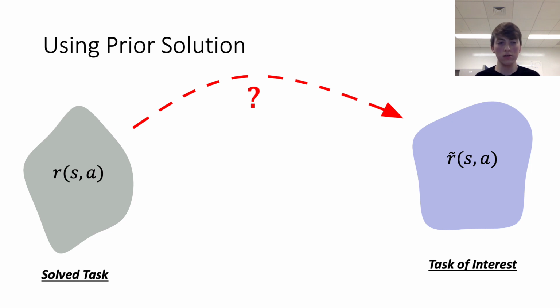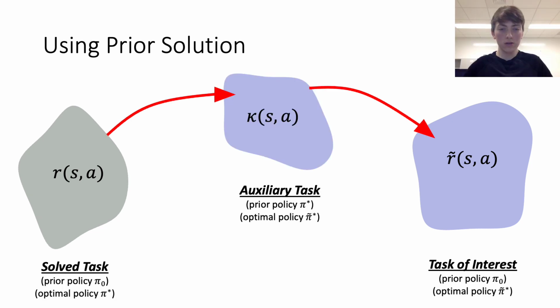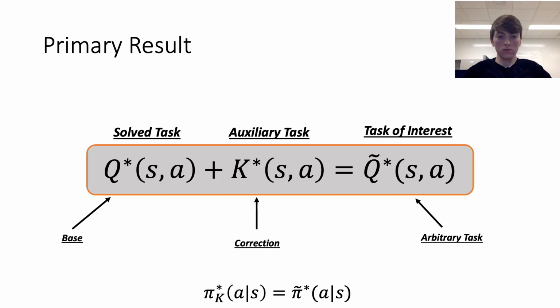In order to do this, we want to consider how a solved task can be used to infer information about a task of interest. We show that there exists a third auxiliary task with a reward function kappa that is just a difference between R tilde and R. By solving this auxiliary task, one can connect the solved task to the task of interest. The optimal value function for the solved task and the auxiliary task can be combined in order to retrieve the optimal value function for the task of interest.